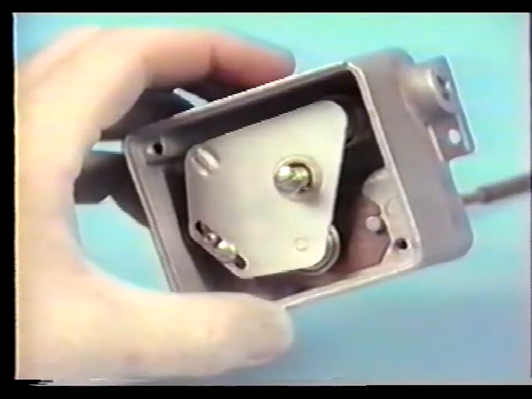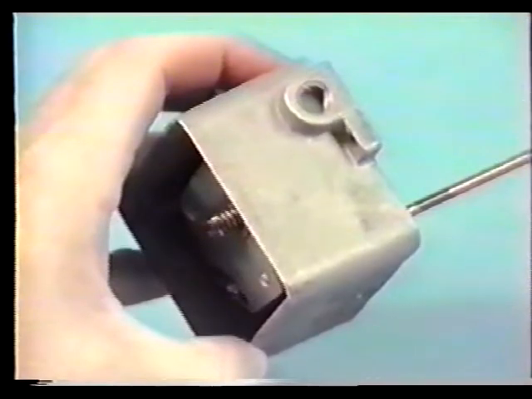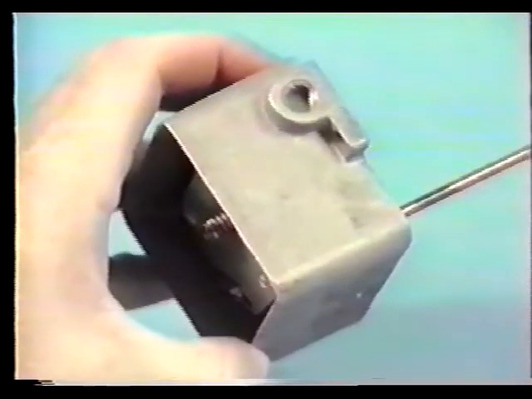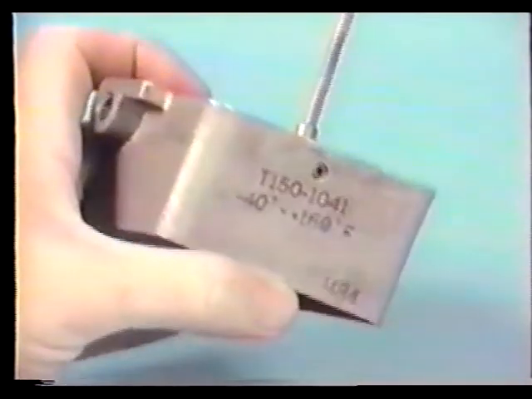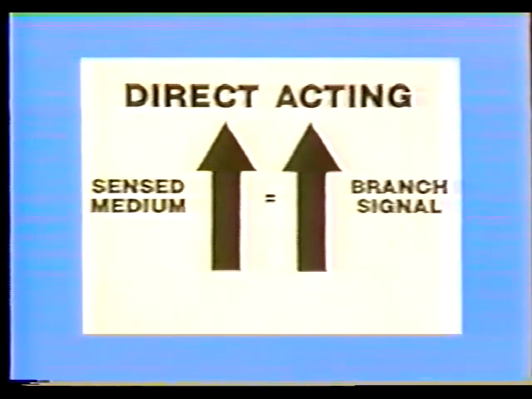Shown here is a close-up of a transmitter. It is a one-pipe device and operates like a one-pipe pneumatic room thermostat. The difference being that it has a fixed span or range. Transmitters are direct acting devices. As the sensed medium increases, the branch line signal pressure increases.